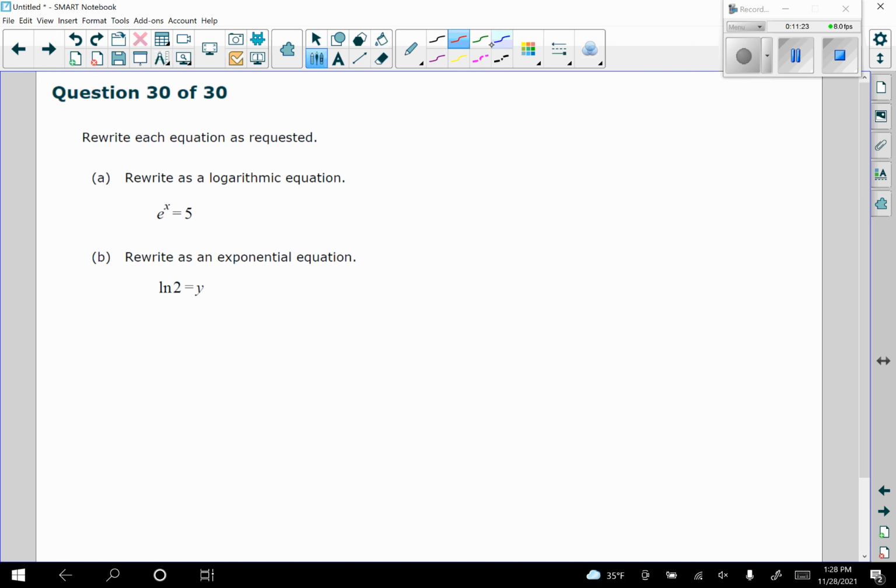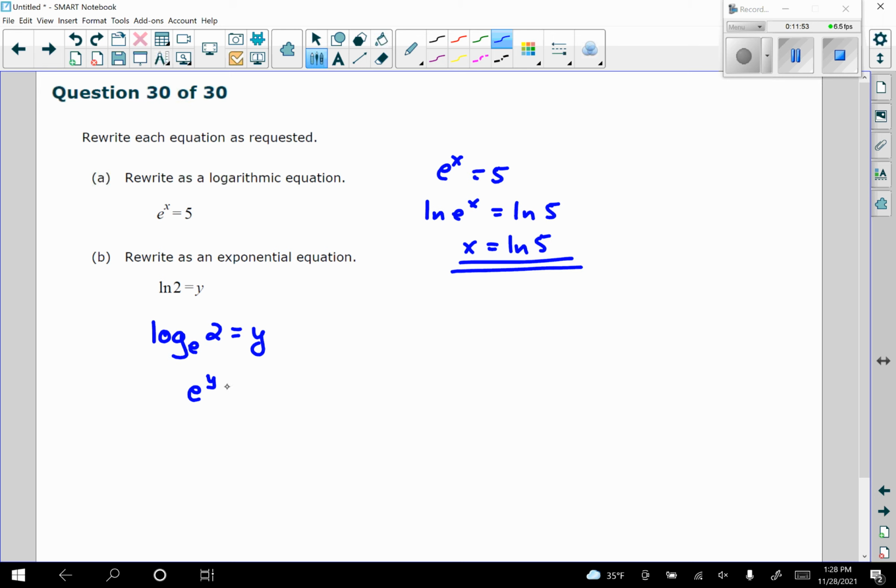And then our last one. For a, we want to rewrite as a logarithmic equation. So what this means is we're going to just take the natural log of both sides. So if we start with e to the x is equal to 5, the natural log of e to the x is equal to the natural log of 5. So here we're just left with x is equal to the natural log of 5. So that would be it. For b, rewrite as an exponential equation. In this case, we want to rewrite it as log base e of 2 is equal to y. Therefore, e to the y is equal to 2. And that's all that was asking.